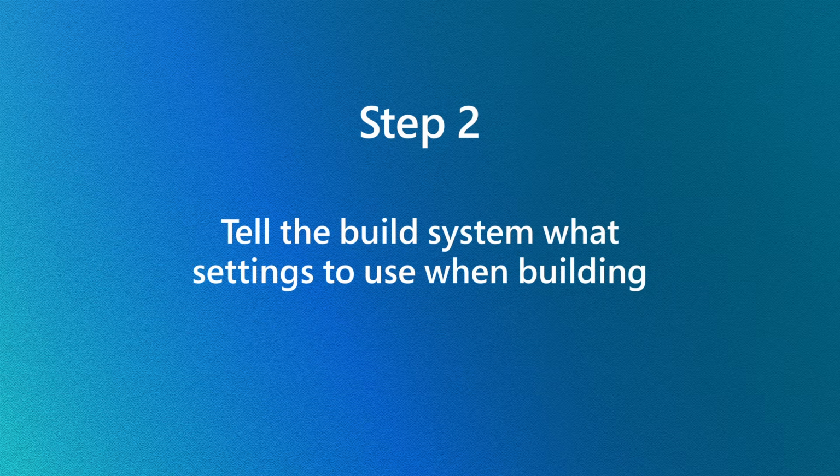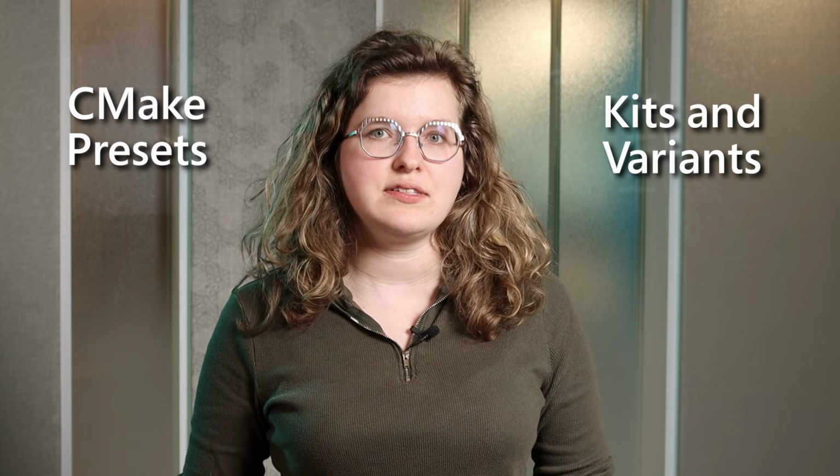Now that we have a CMakeLists.txt, step 2 is telling the build system what settings to use when building our project. There are 2 different ways of doing this in VS Code, either using CMake Presets or kits and variants. We recommend using CMake Presets to manage your CMake configurations. So today, we'll be using presets.